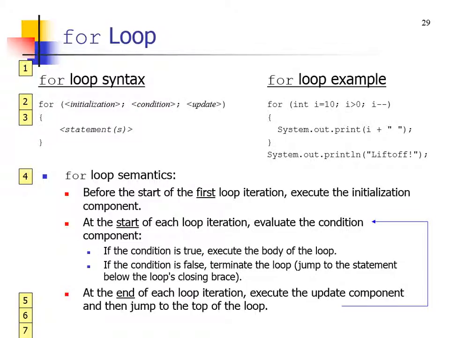Right here is that liftoff program. It's going to print out the variable like 10, 9, 8, 7, 6. Remember, before the first loop iteration, you're going to execute the initialization statement, which is your integer i equals 10. Then it's going to evaluate it: is i greater than 0? If that's true, then it's going to start doing the loop. But after the loop is done, it'll take 1 less off of i. Does that make sense? That's all the for loop does.